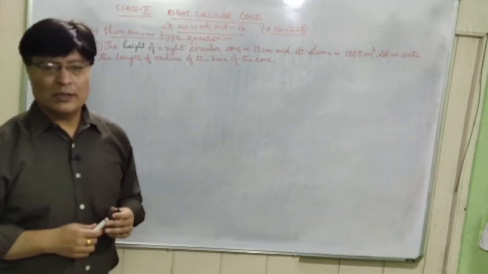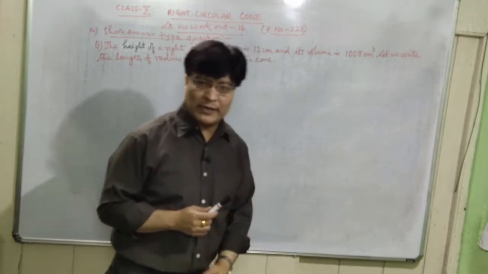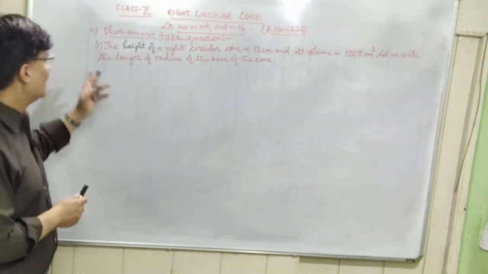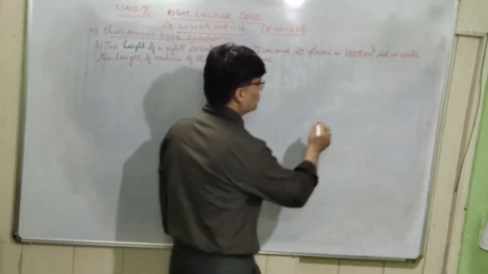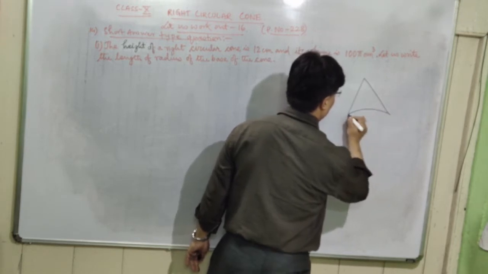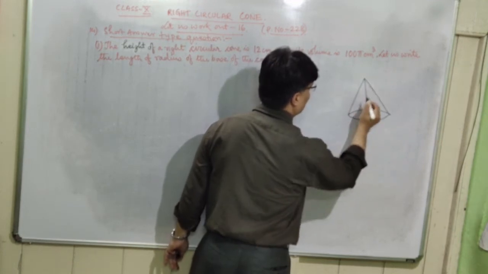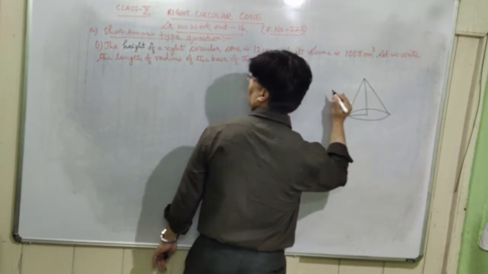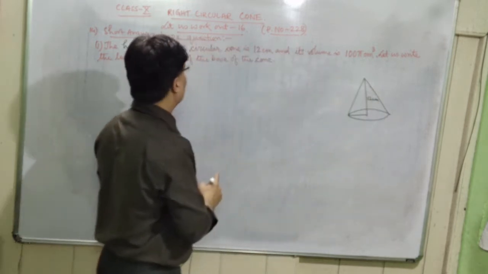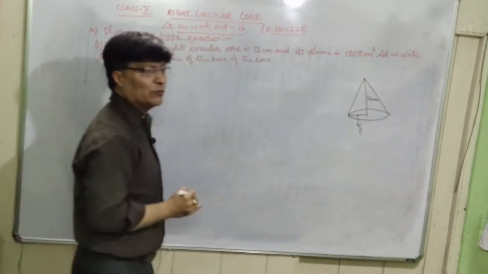So what is given in the question? A right circular cone is given, its height is 12 centimeter, and its volume is 100 pi centimeter cube. You have to find the length of the radius of the base of the cone. You can draw the cone here. This is a right circular cone, its height of the cone is 12 centimeter and its volume is also given.